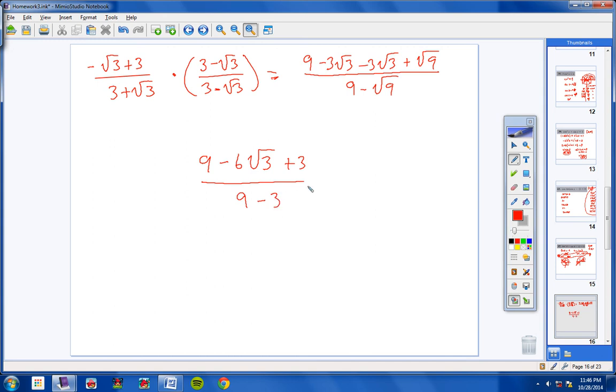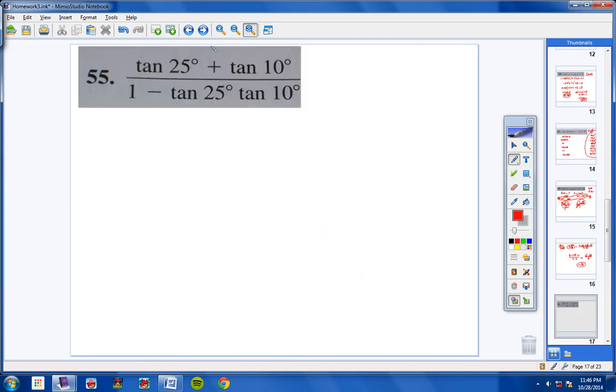Okay, so now we would have a positive 9, and the positive 3 would be a positive 12 minus 6 square root of 3 all over 6. Well, students, look. This is an outside number. So reduce all of them by 6. And you end up with 2 minus the square root of 3, which is the correct answer. Okay, that was a long problem. Here we go. Moving on to number 55.